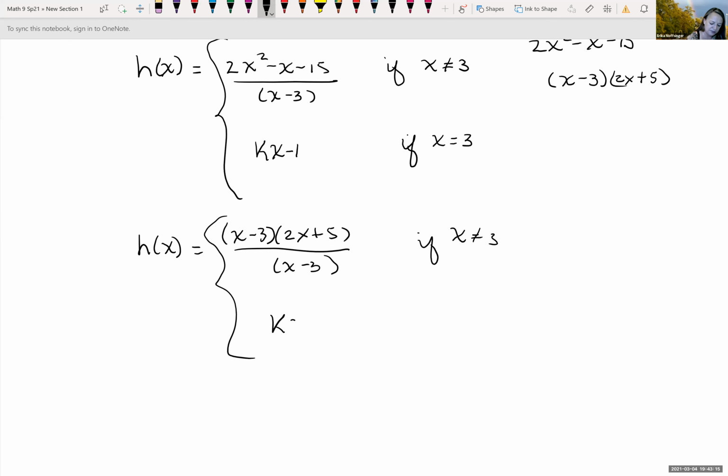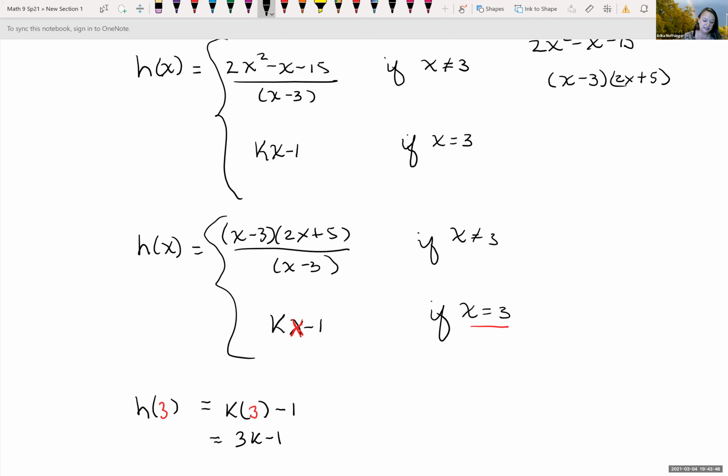And it's k times x minus 1 if x equals 3. Well, let's look at h of 3. When x is 3, it tells me to use this equation. So it says go in here and plug in 3 wherever you see an x. So doing that, I have k times 3 minus 1, or I'm going to write it as 3k minus 1.